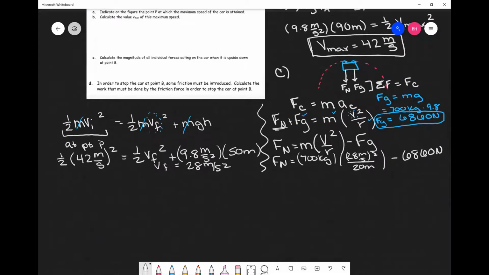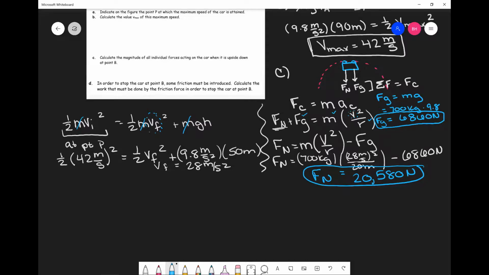Okay, so we have those values. Now we can plug this into our equation, and we can get our force normal is equal to 20,000. Ooh, got a little off there. This is 20 meters. So our force normal is equal to 20,580 newtons. And so those are our two forces acting on it.